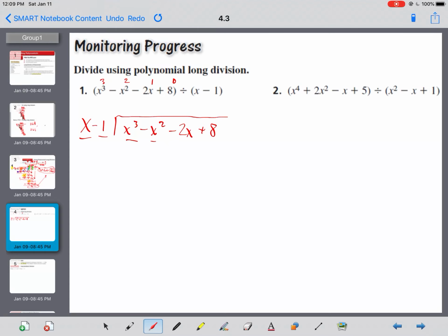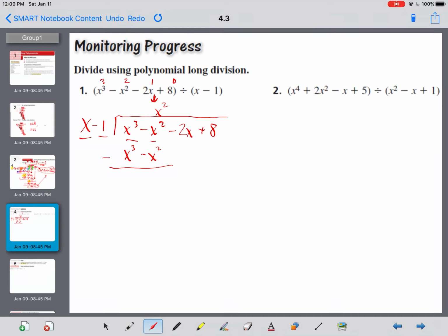Okay, 2 spots, 2 spots. I'm going to put the answer starting right here. I'm going to need an x squared. I know it has to be an x squared because it's 2 spots in, above the x squared, and the columns line up. So x squared times x is x to the third. I didn't need any numbers, just 1 times 1. X squared times negative 1 is negative x squared.